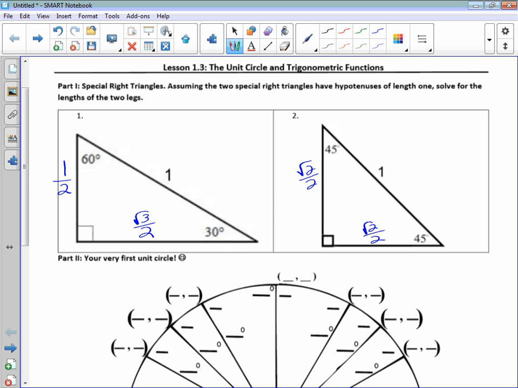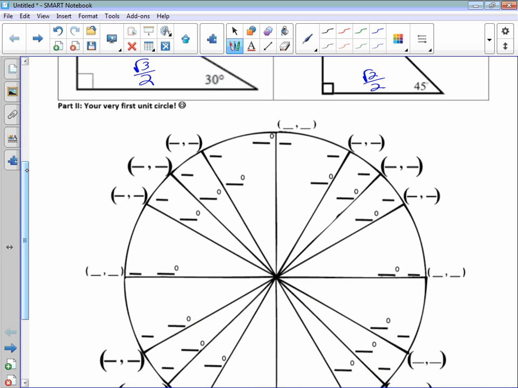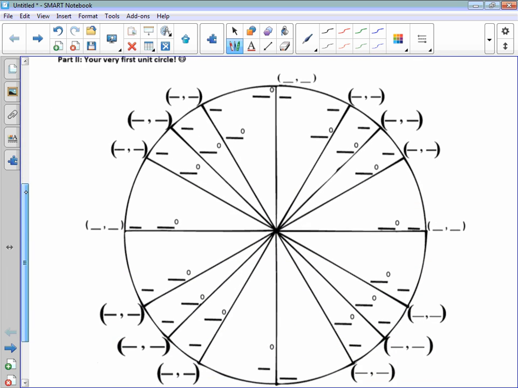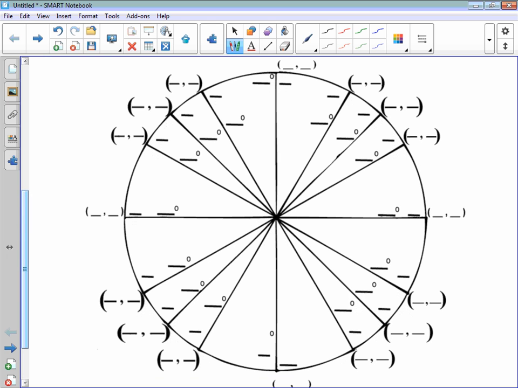So you guys have to turn the page. Let's look at this circle. A lot of you guys did the unit circle last year. I'm not sure everybody did. Did any of you? Okay, that's all right. I'll teach it as if no one's seen it.